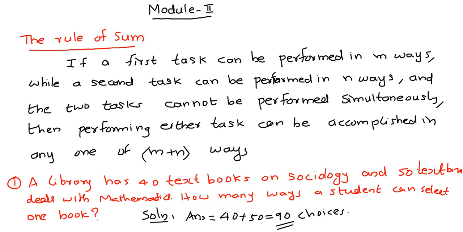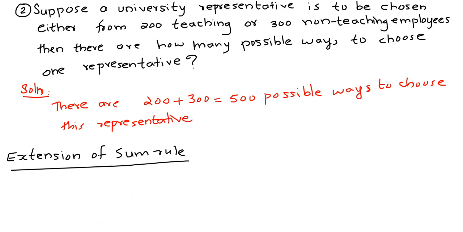Here there are more than 2 tasks: first, second, third, fourth, etc. If tasks T1, T2, T3, etc., Tm can be done in N1, N2, N3, etc., Nm ways, and no 2 of these tasks can be performed at the same time, then the number of ways to do one of these tasks is given by the extension of sum rule. The last case was discussed for only 2.